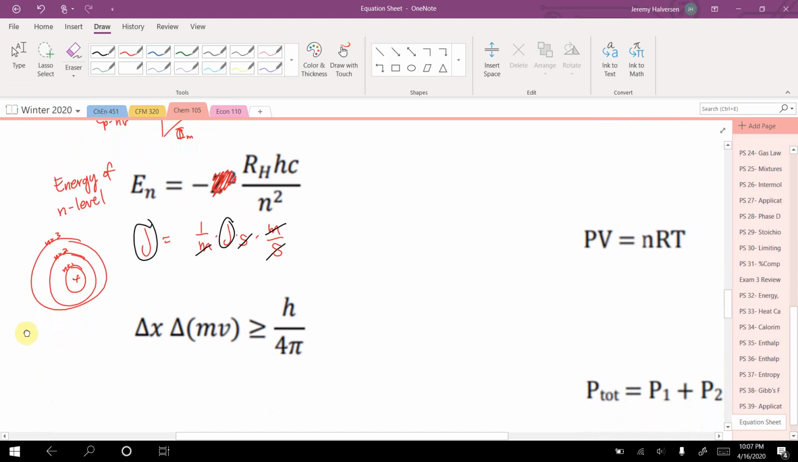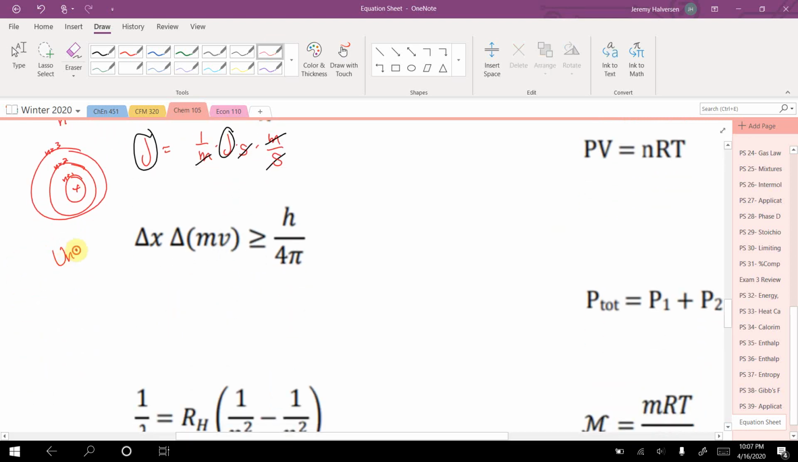All right, here we have the uncertainty equation. The uncertainty equation has to do with the fact that with very, very small objects like electrons, we can never know where they are and how fast they're moving simultaneously. The more certain we become in one, the more uncertain we become in the other. So that's what's shown here.